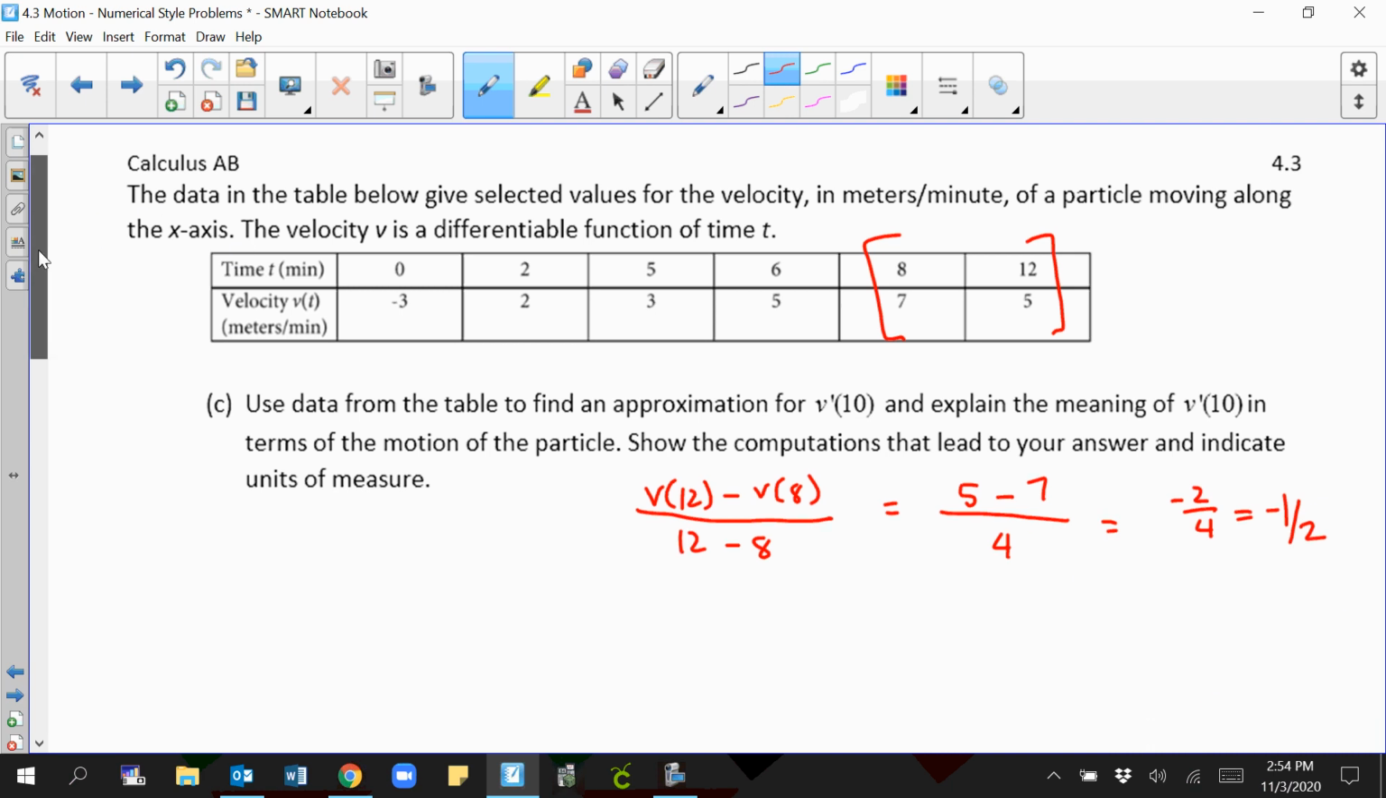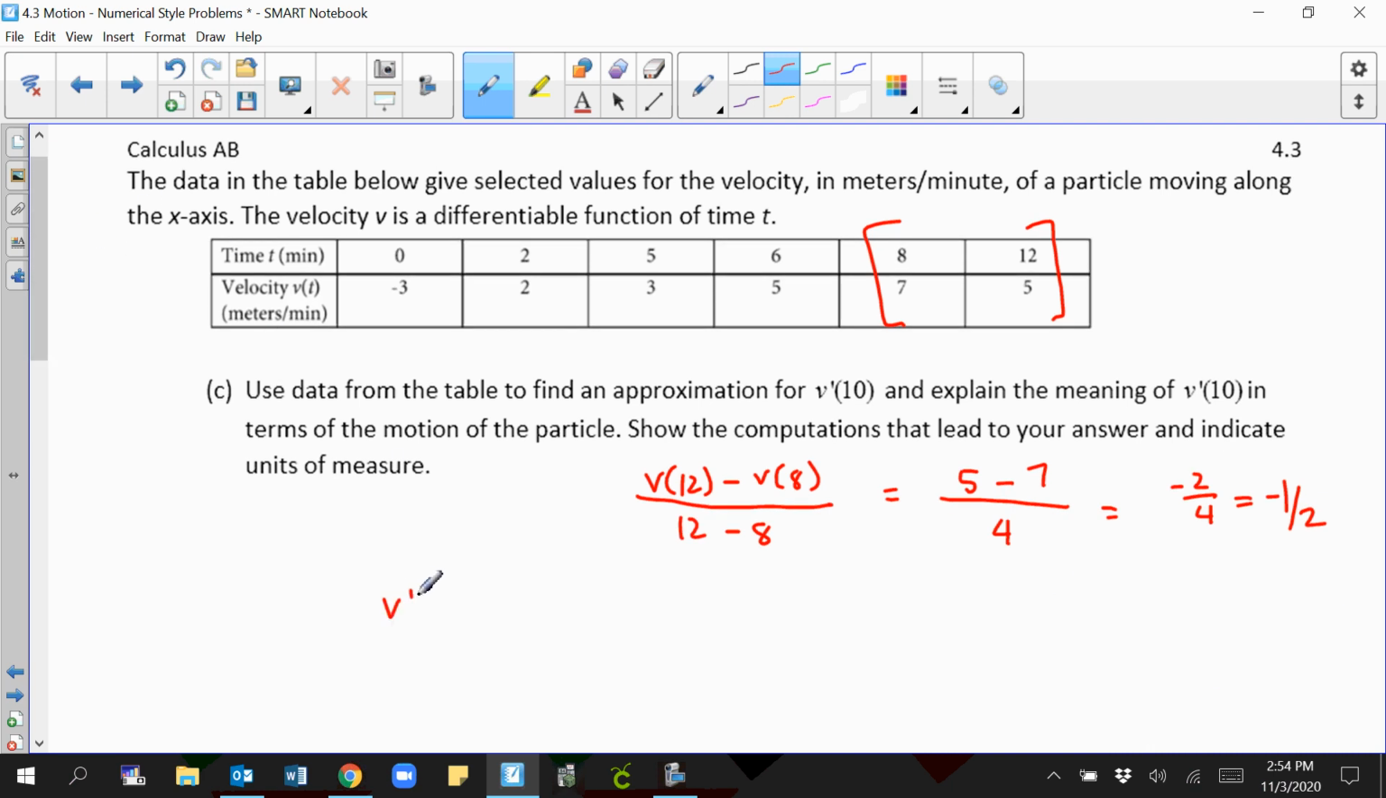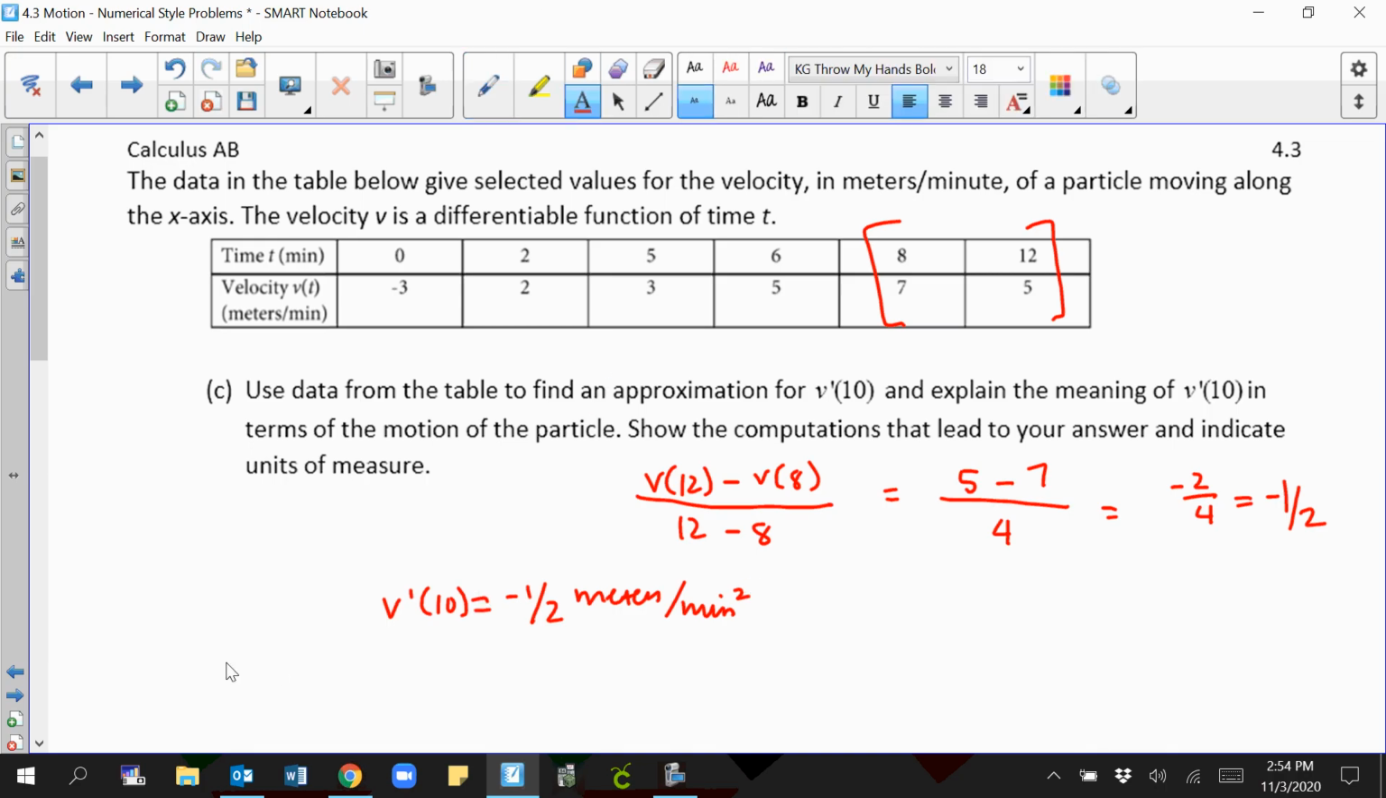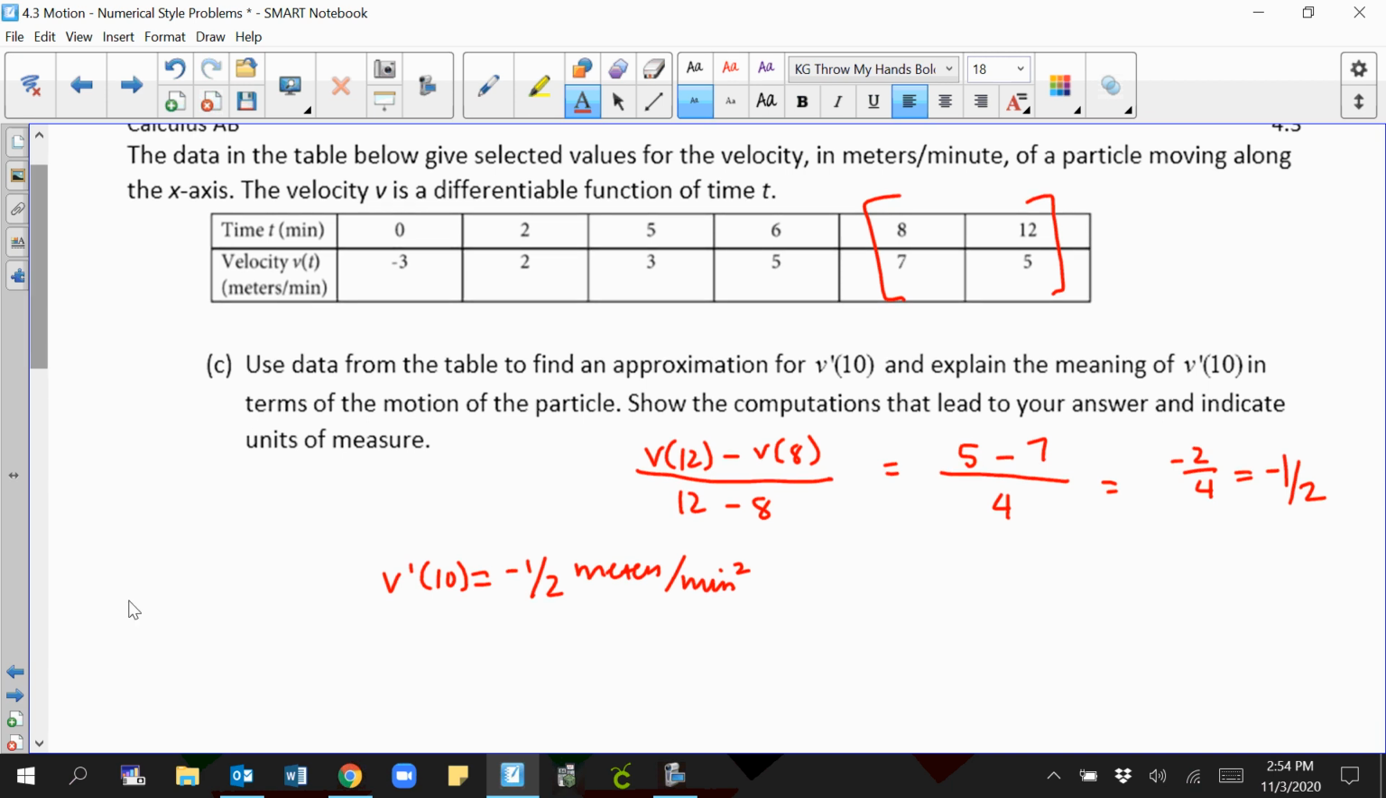So this means that my v prime of 10 is equal to -1/2. And if our velocity is meters per minute, this is going to be meters per minute squared, and the minutes is the part that's squared. And what does this mean in terms of the problem that we're looking at? So once again, I'm going to switch over to typing so you can read it a little bit better.